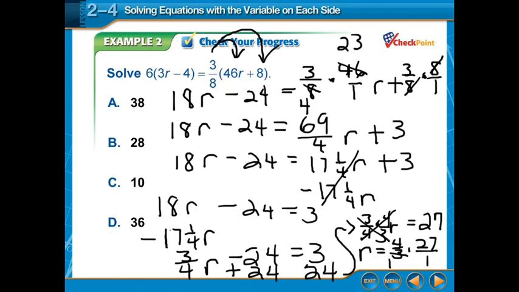I can simplify this, and I'll get 9 times 4 equals 36. So you can see these really are multi-step equations with variables on each side. Go very slow. It is easy to make a mistake.